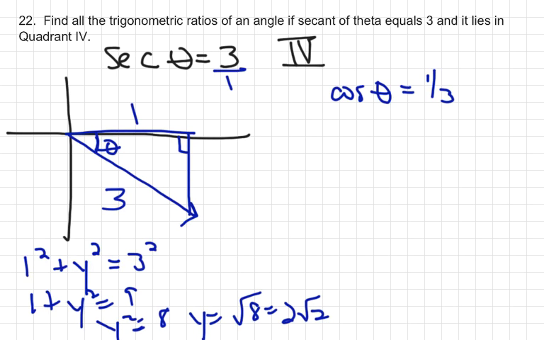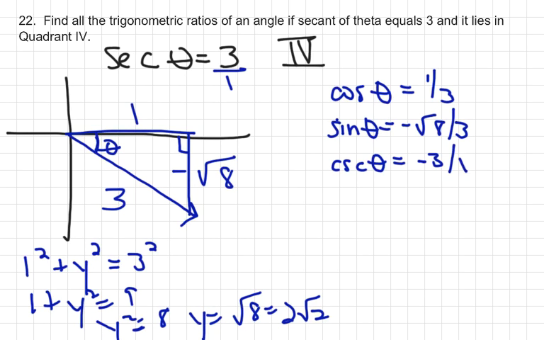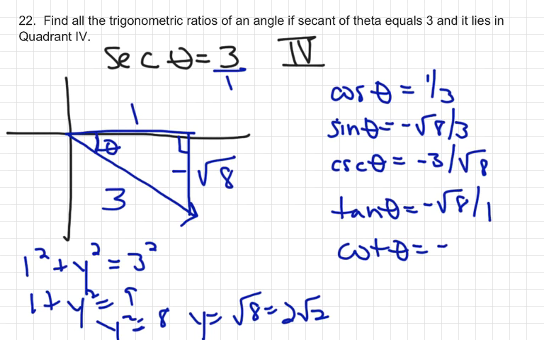I don't care which one you use. Since this is in quadrant 4, y is negative. So now the sine of theta is negative square root of 8 over 3. Its reciprocal, cosecant, must be negative 3 over the square root of 8. And the tangent of theta must be negative square root of 8 over 1. So the cotangent must be negative 1 over the square root of 8. And again, I don't care if you simplify the radicals, and I don't care if you rationalize the denominators. You can leave the answers just like this.